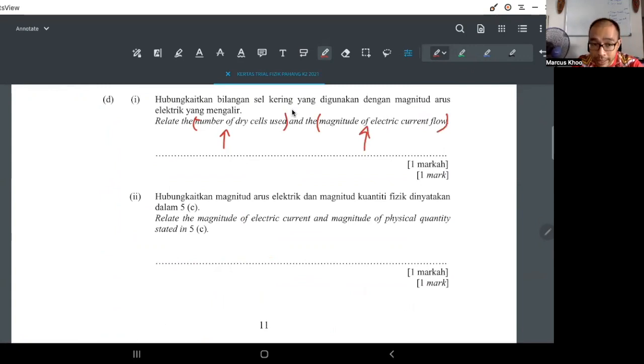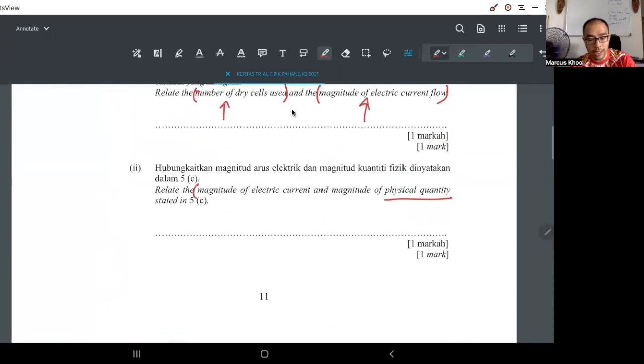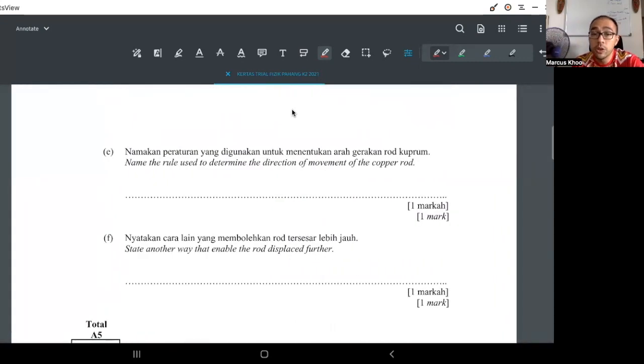And therefore, the second one, relate the magnitude of electric current and the magnitude of the physical quantity, which is the force. I would definitely say the bigger the magnitude of the electric current, the bigger the magnitude of the force. You can say force, or you can say the physical quantity stated in 5C as your answer, no problem. The idea is the bigger the current, the bigger the force.